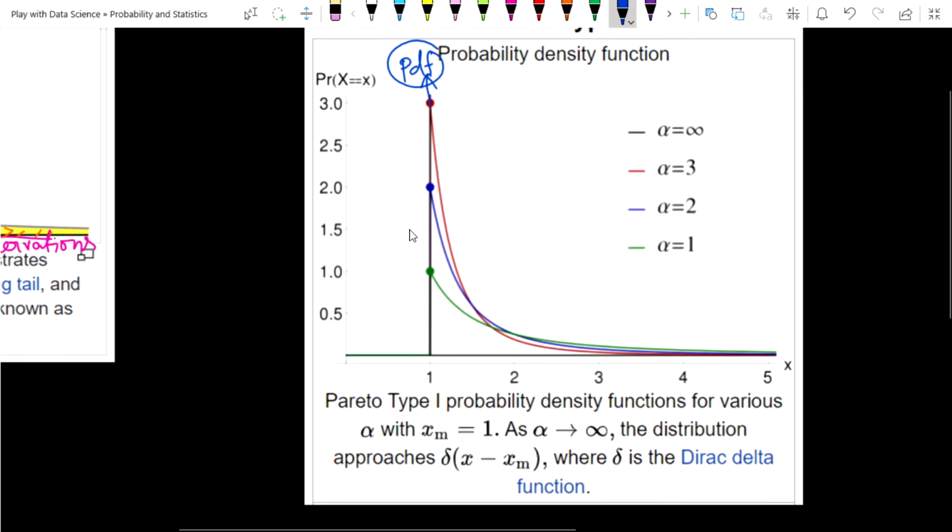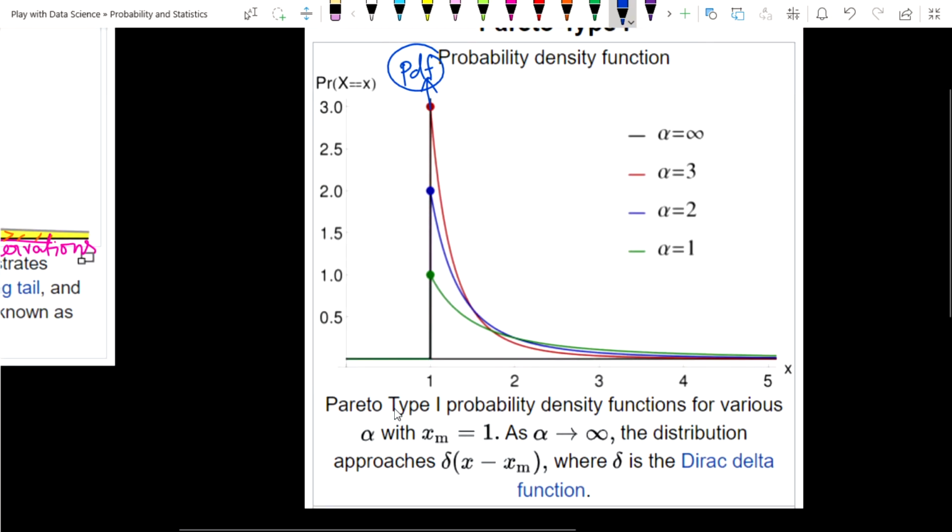This is the Pareto distribution of type 1, with probability density functions for various alpha. Here alpha is a parameter. If you remember the Gaussian distribution, we have seen it has two parameters: one is mean mu and one is sigma. Here also we have two parameters. One is xm, and another one is alpha. Here, instead of sigma, I have taken alpha. So xm is equal to 1, telling the point where the distribution has its peak.